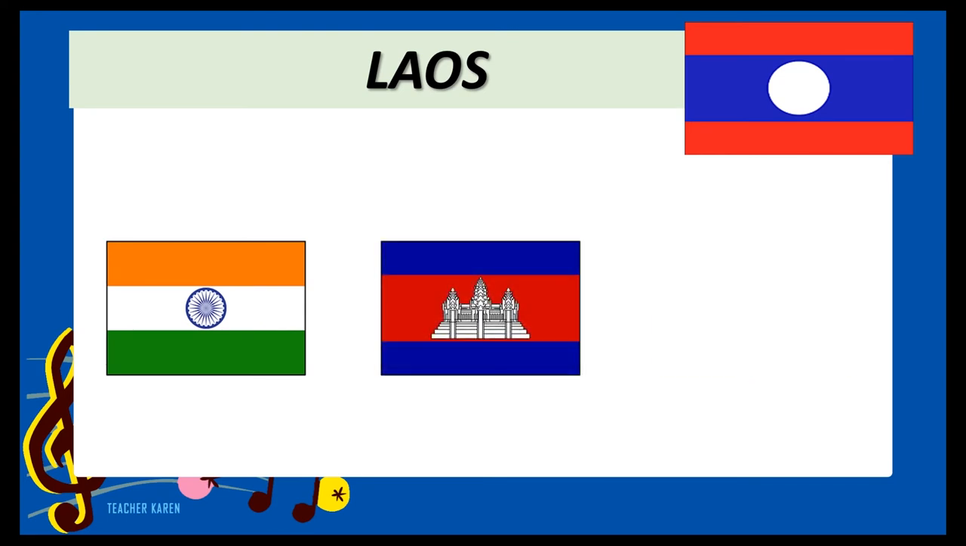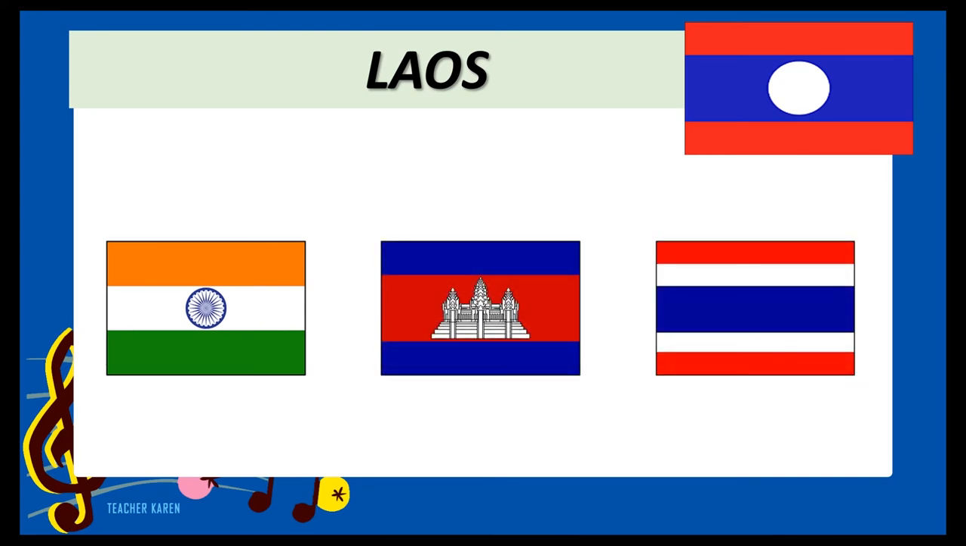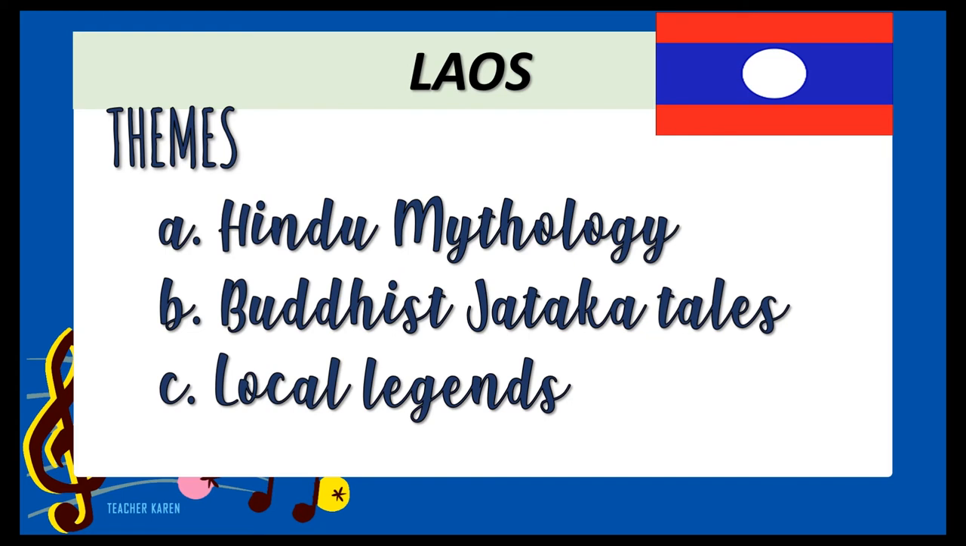and Thailand. The music of Laos is often described as music created through lives filled with toil and sweat. It is a product of labor, struggle, success, and celebration. Despite the limited documented resources about their music, the Laotians have a musical culture that they are proud of. Most of the themes of their traditional music are drawn from Hindu mythology, the Buddhist Jataka tales, and local legends.